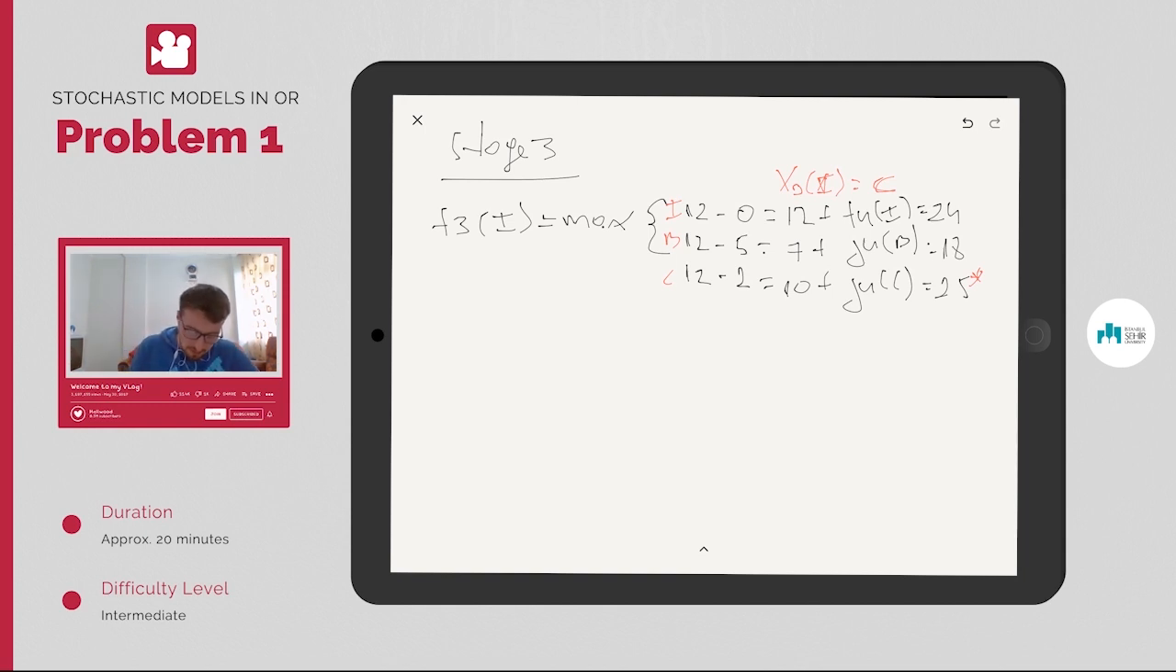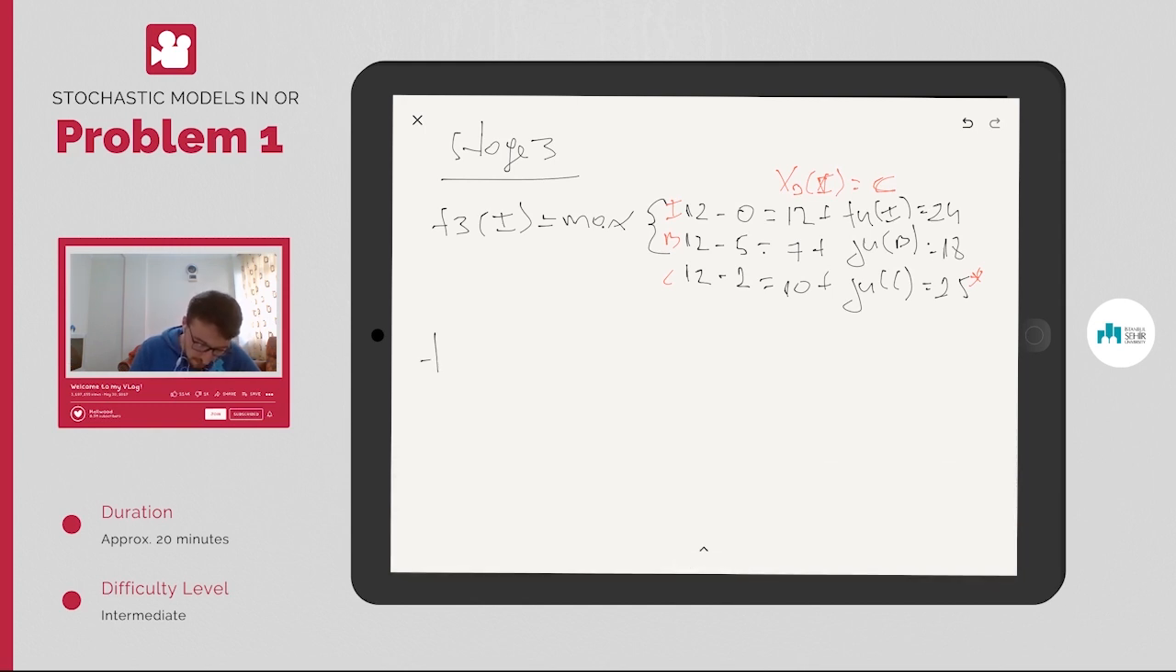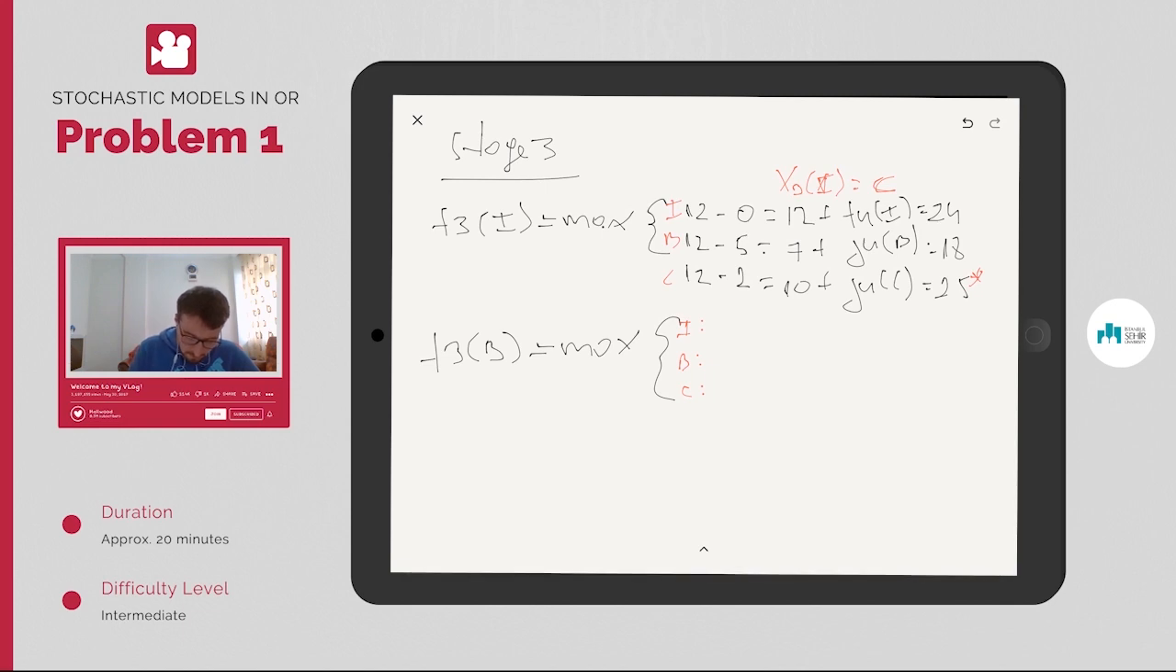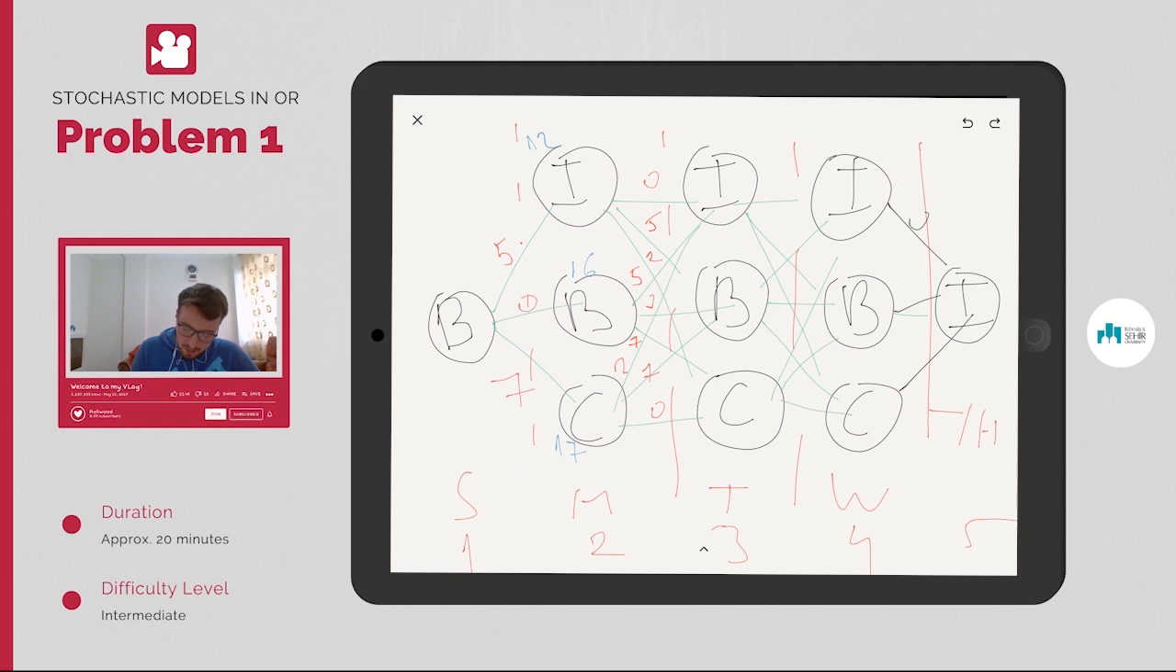I have another possibility following the same logic. F3 Bloomington, have a maximum. So I, B, C. By spending a day in Bloomington, I earn $16.